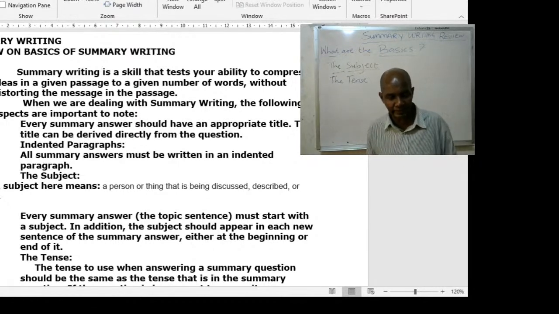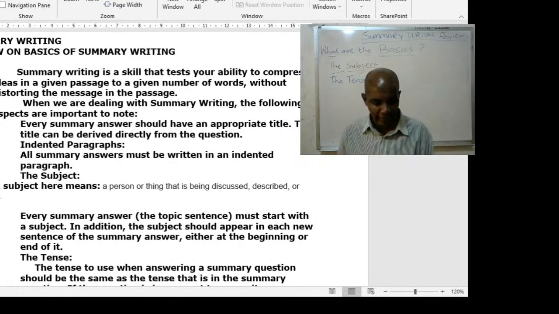Remember, the question is, what are the steps taken, or describe the steps taken when baking a cake? Therefore, your answer should be, the steps taken when baking a cake are, okay, something like that. So be careful about the tense.